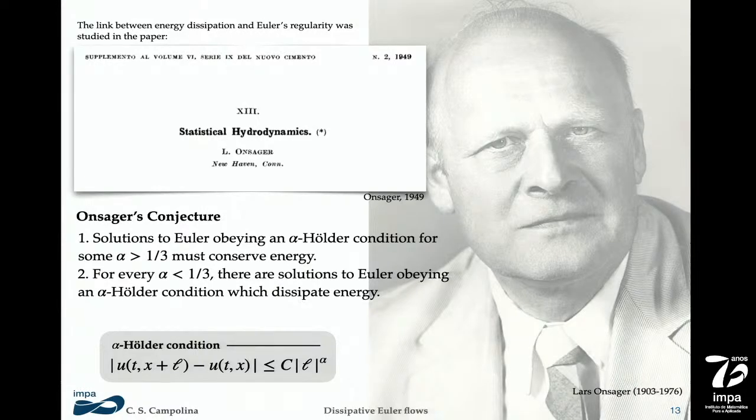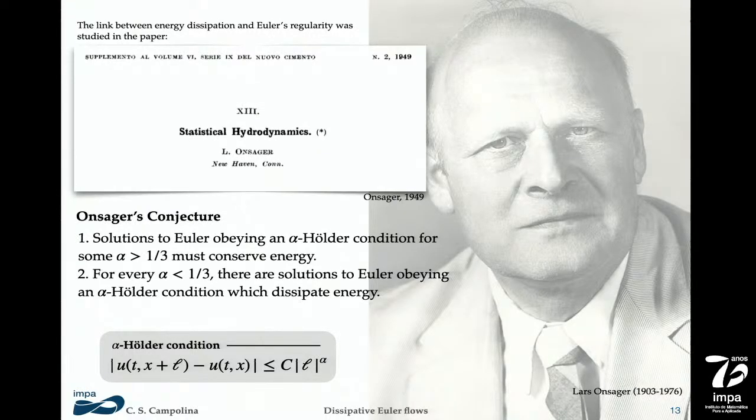Okay, so if alpha is greater than 1/3, then it conserves energy. Of course, every differentiable function is Hölder in this order. So differentiable functions, C1 functions, are conservative, as we saw, but it can be way less regular. It can be only C alpha with alpha greater than 1/3.